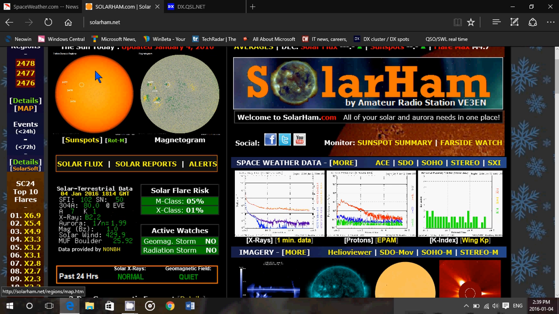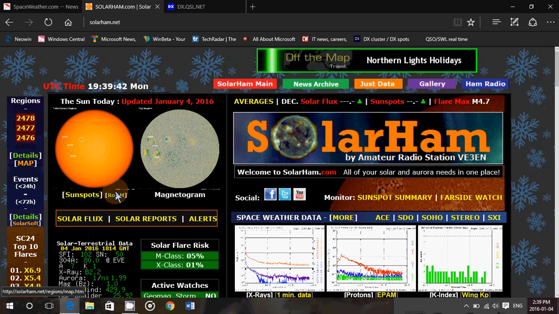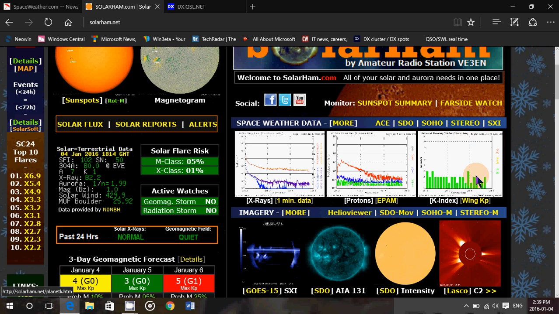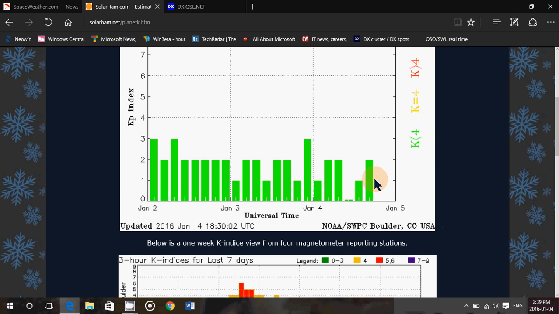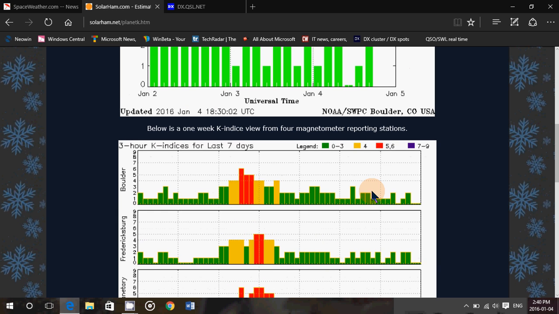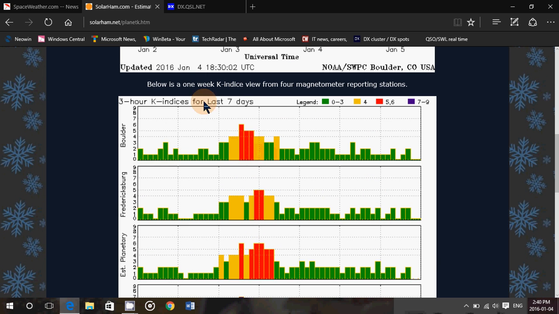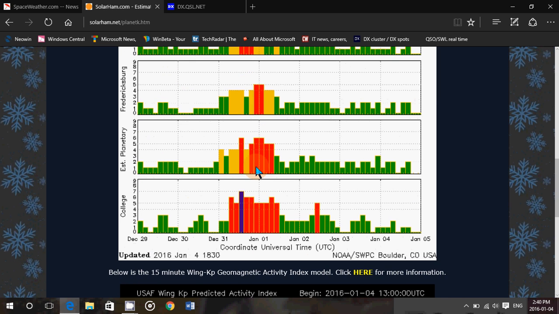You have, of course, the representation of sunspots, what the sun is looking like right now. You have a graphic here on the right side of the K index, which is nice. This gives you a roundup of January 2nd, 3rd, and part of January 4th. The K index is green, we're okay, not too bad. We want to have a K index that is as low as possible in general. But if you look at other graphics, like for the past 7 days, you see here the red and the yellow geomagnetic storming activity and so on.